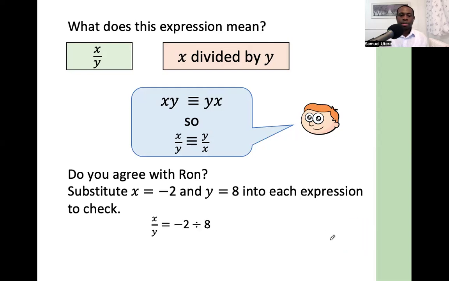Of course, x divided by y will be negative 2 divided by 8. If we work it out even using our calculator, that will be negative 0.25. But if we work it the other way around, that will be 8 divided by negative 2, which will be negative 4. So you can see that the expressions are not equivalent.